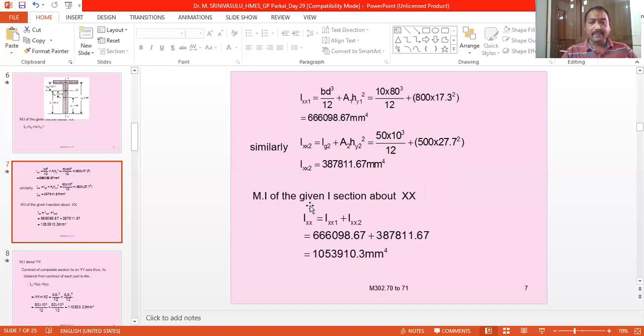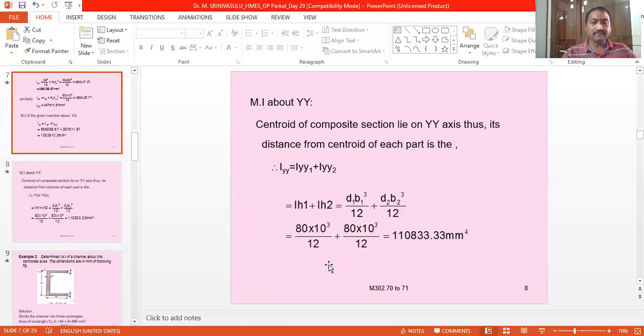Now the moment of inertia of the given T section about xx is Ixx equal to Ixx of 1 plus Ixx of 2. By adding these two values, the moment of inertia of the given T section about xx is equal to 1053910.3 mm4. This is the value.